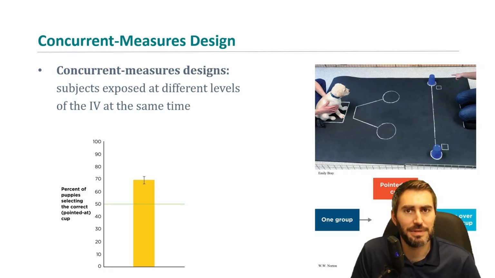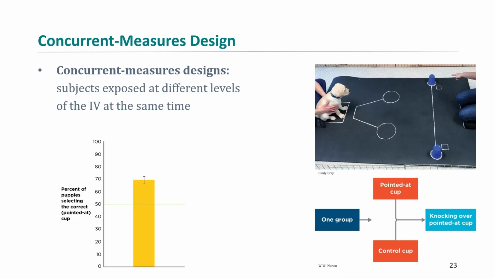Instead of having participants experience one level of the independent variable and then the next level in a sequence, they are exposed to all levels of the independent variable at the exact same time. And then we record a single behavioral choice as the dependent variable. Here we have a great example from Emily Bray's work on puppy behavior.